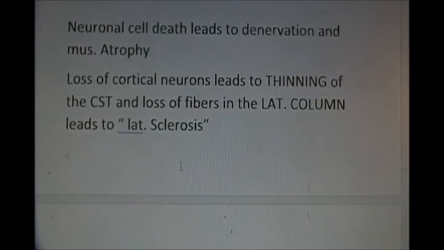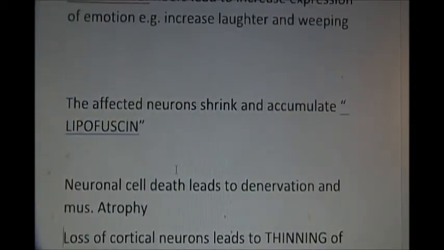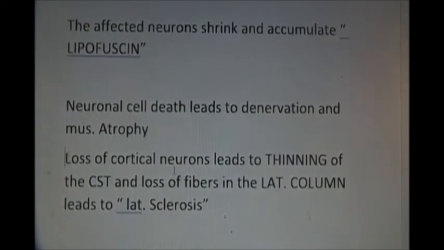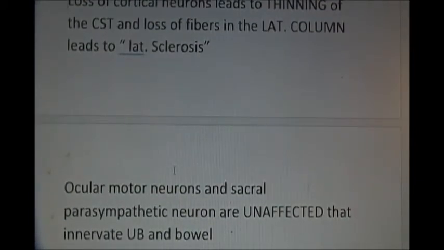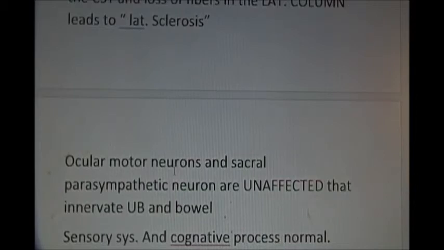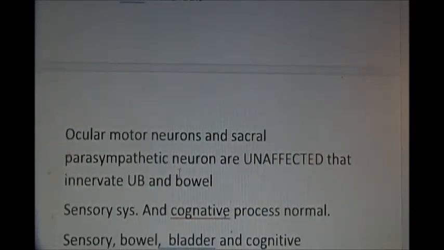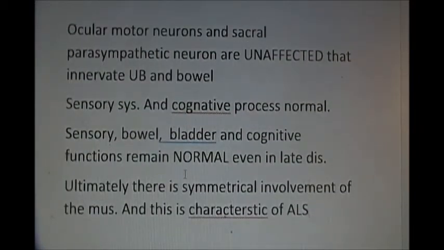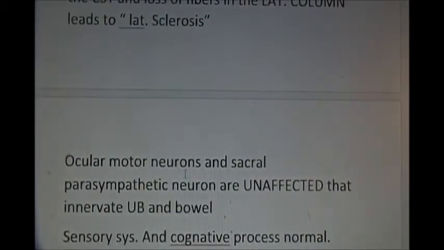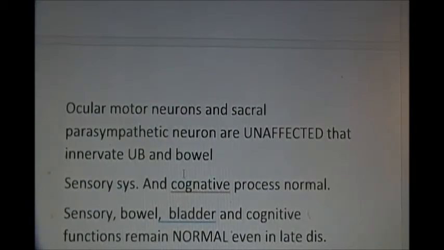The affected neurons shrink and accumulate lipofuscin in them. The neural cell loss leads to denervation and muscle atrophy. Loss of cortical neurons leads to thinning of the corticospinal tract and loss of fibers in the lateral columns, which leads to lateral sclerosis. So that is the reason for the name amyotrophic lateral sclerosis.